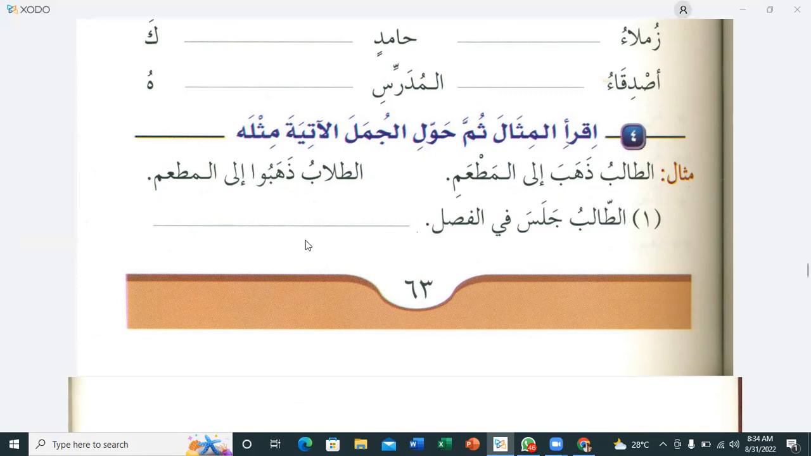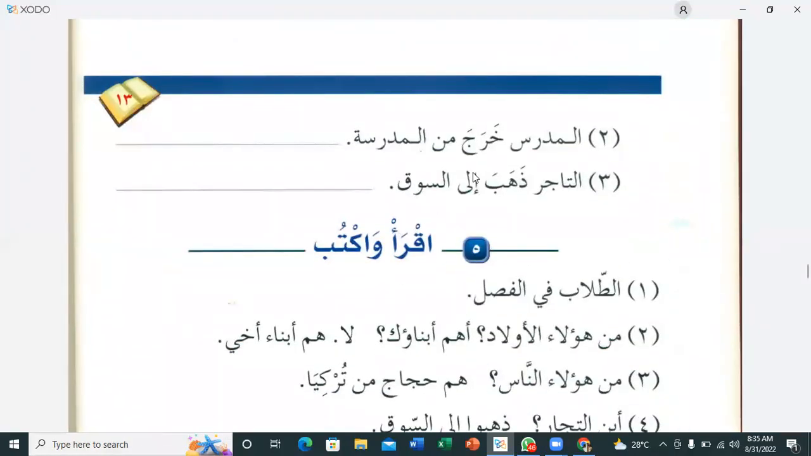After that, change the sentence. Tell me, Karima. Talibu becomes tullab. So you have to say At-tullabu jalasu fil fasli. Good. And the second sentence is Al-mudarrisu kharaja min al-madrasati. The teacher left from the school.